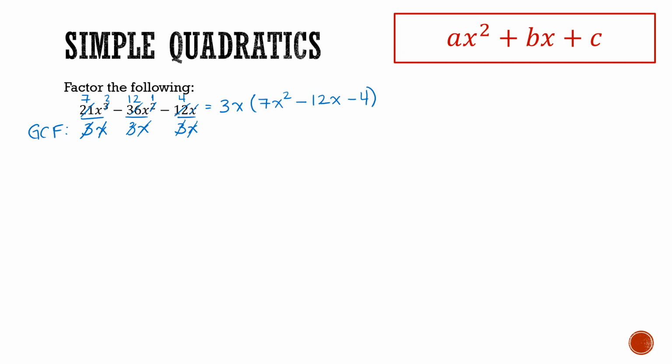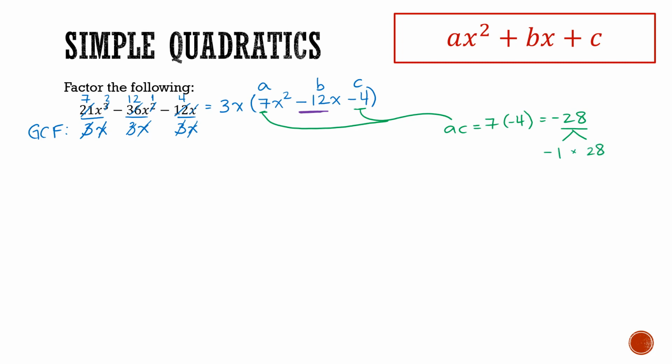Now I have a quadratic with my a value equal to 7, my b value negative 12, and my c value negative 4. I'm going to multiply my a and my c values, and I get 7 times negative 4, which gives me negative 28. So I want to find the factors of negative 28 that are going to add up to this b value over here of negative 12. I've got negative 1 times 28. Well, that's not going to work. Negative 2 times 14. Well, that one gives me positive 12, but I want negative 12. So let's make this plus 2 and negative 14.